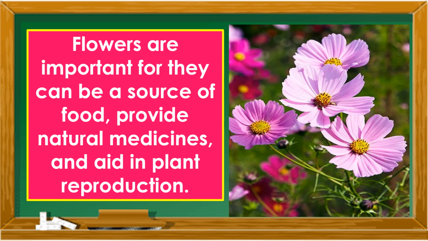A flower, sometimes known as bloom or blossom, is the reproductive structure found in flowering plants. The main function of a flower is to facilitate reproduction, usually by providing a mechanism for the union of sperm with eggs. Flowers may facilitate self-pollination and cross-pollination. Flowers are important for they can be a source of food, provide natural medicines, and aid in plant reproduction.